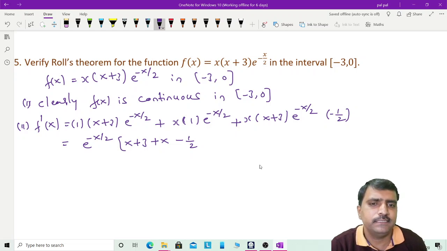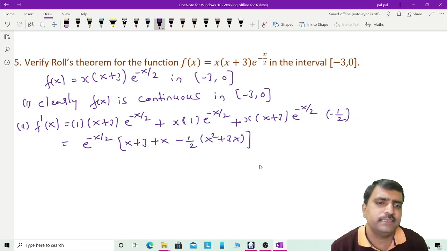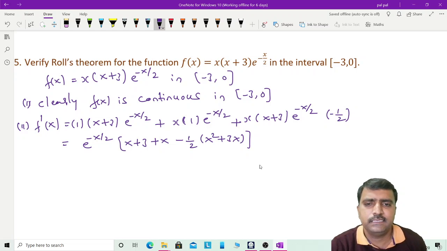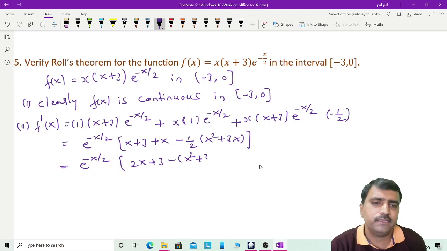Yes, you can write that x into x plus 3 can be written as x square plus 3x. When you are multiplying this x and x plus 3, it is x square plus 3x. So the next step, which is equal to e to the power minus x by 2 into this is x plus x is 2x plus 3, and this is minus of x square plus 3x all divided by 2.